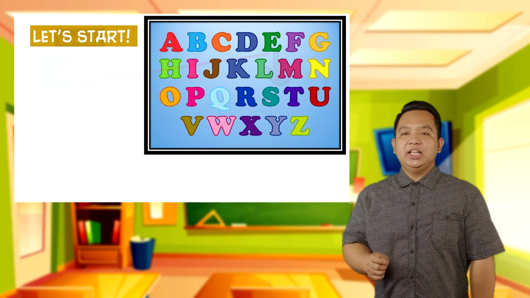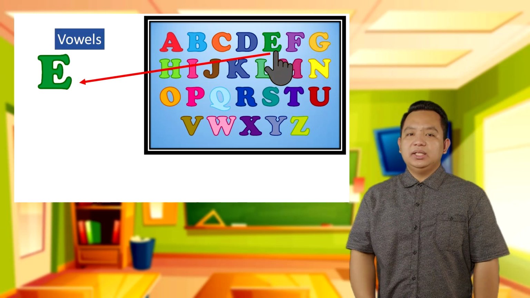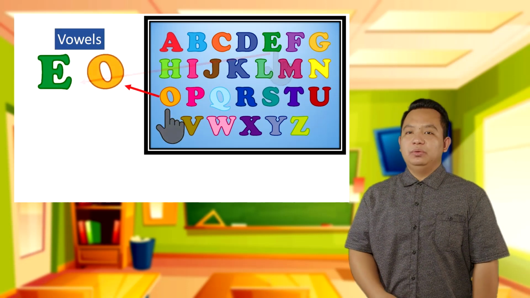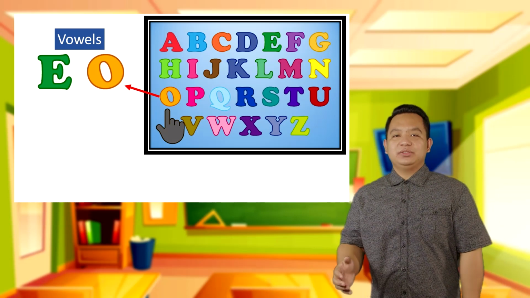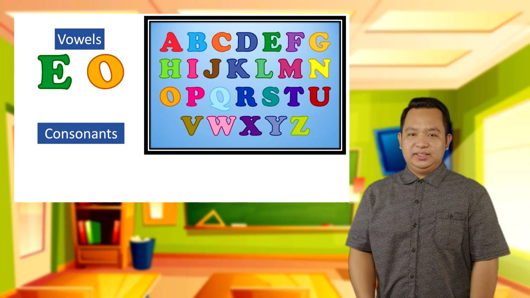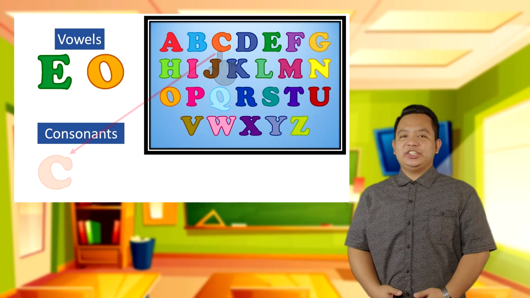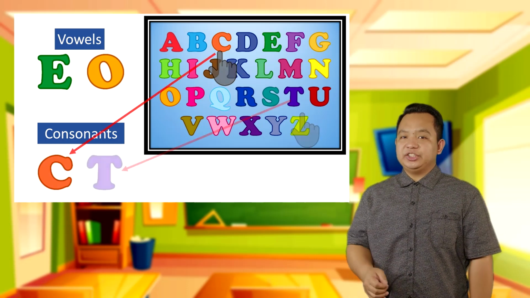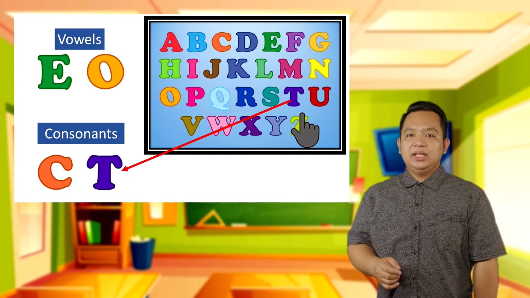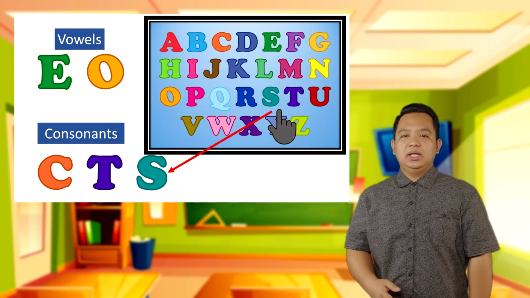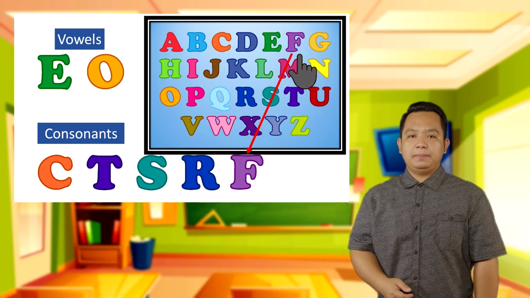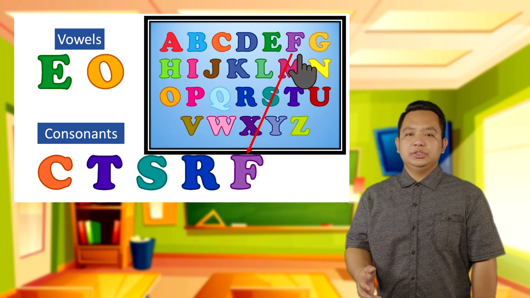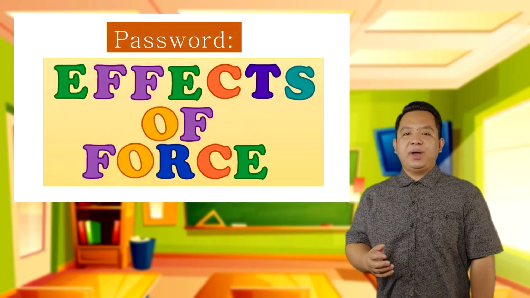Let's try letter E. Next, letter O. We are done with the vowels, so we will give consonants. Let's try letter C, letter T, letter S, letter R, and letter F. Very good. We have unlocked the password.